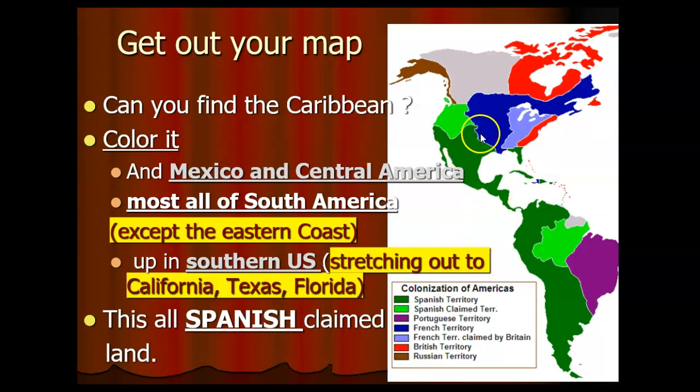If your colors don't go this far up, that's fine, as long as they include what today is part of Texas, definitely part of Florida, and stretching out here to the west in what today is California, and then of course this little area is called the Baja of California.